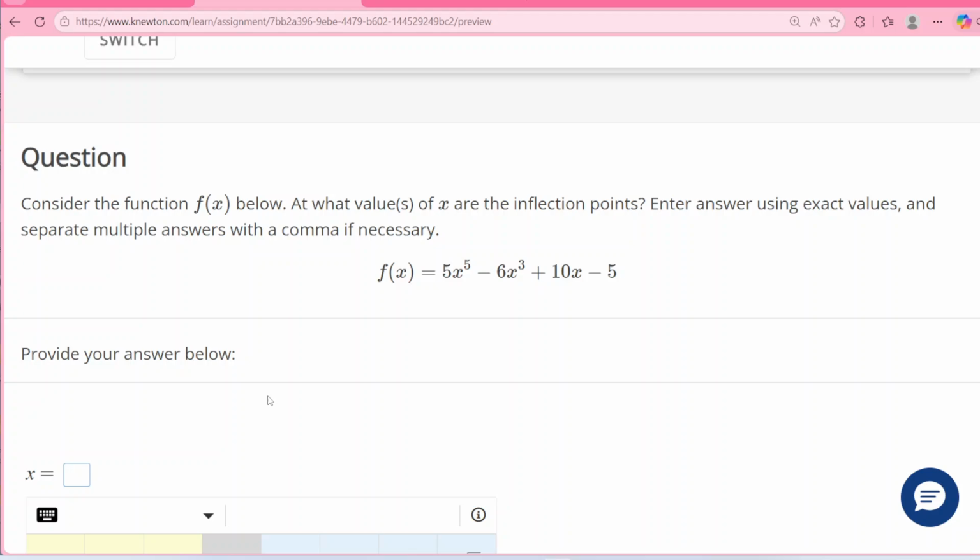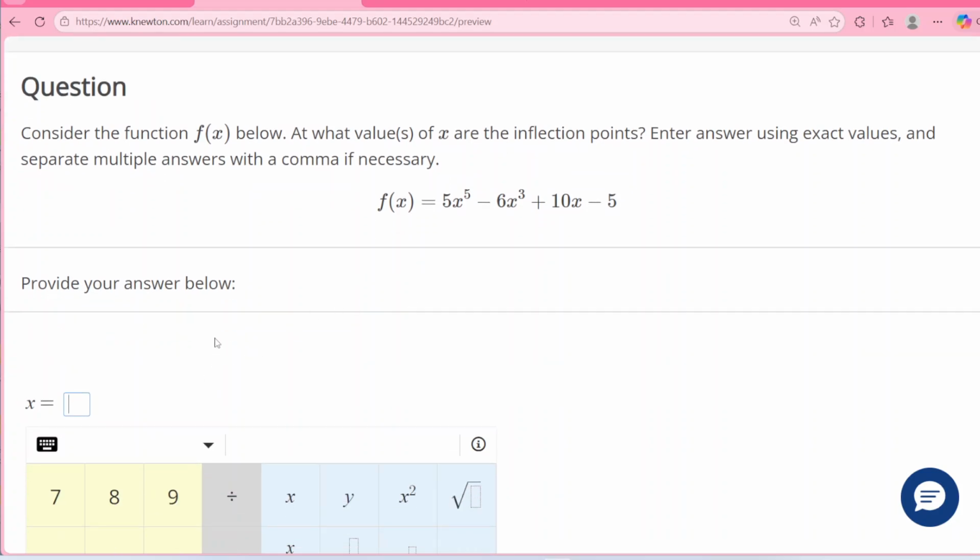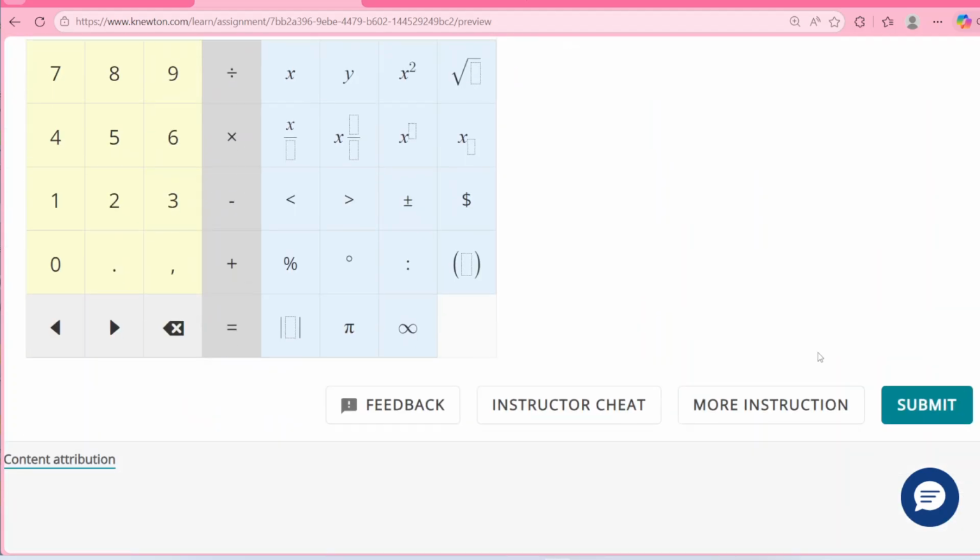They don't want the outputs. They just want what the x values are for these inflection points. So that was negative 3/5, one was at x equals 0, and one was at x equals positive 3/5. All three of those had an inflection point at them.